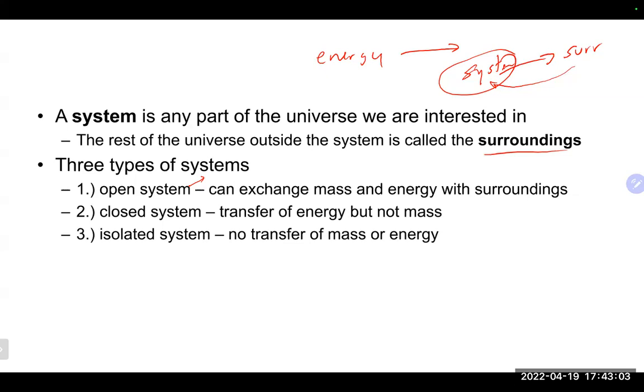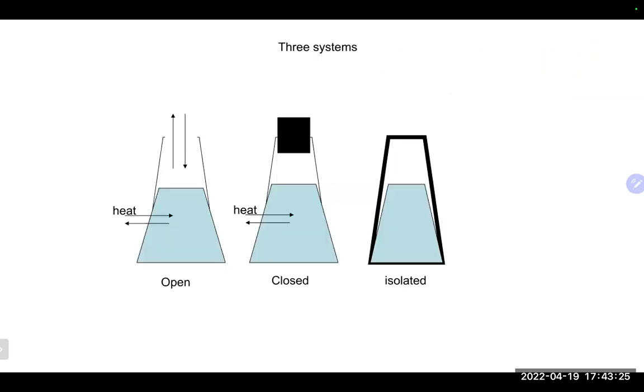The last one is an isolated system, where we do not transfer any mass or energy. In an isolated system, you can't remove what's in there, and it is also insulated. So the outside surroundings are not affecting the temperature inside. That's more of an isolated type system.